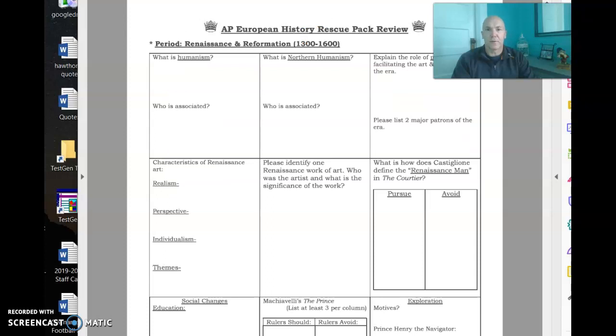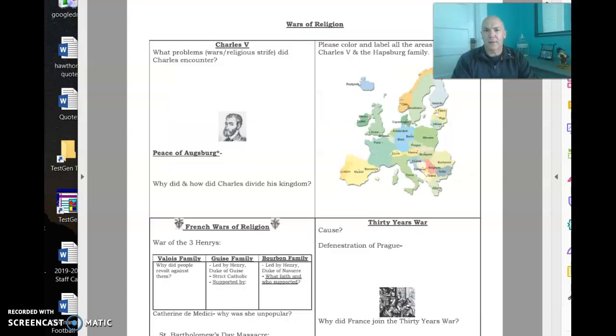So where we've covered thus far is basically the Renaissance. We kind of got to the wars of religion. We need to go back a little. We talked a little bit about the Reformation. So we're on the first 3 pages, and we'll continue.